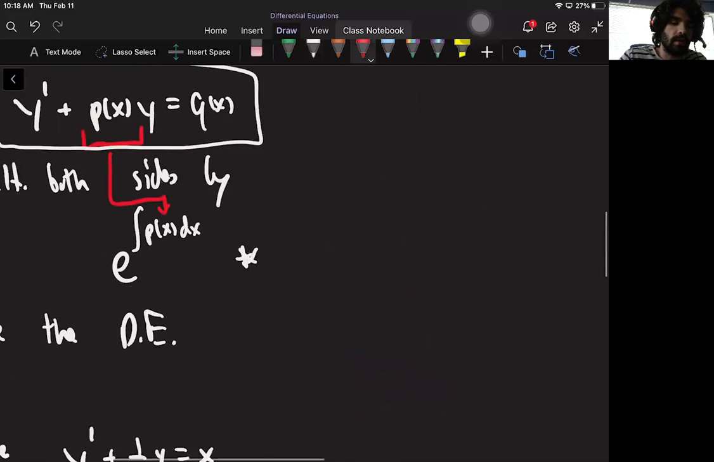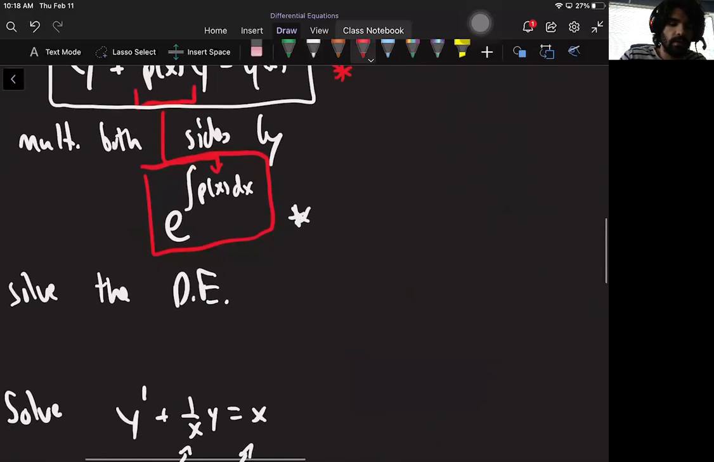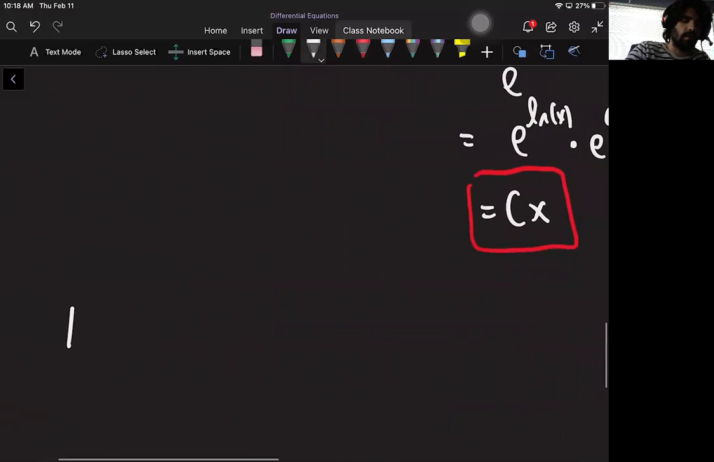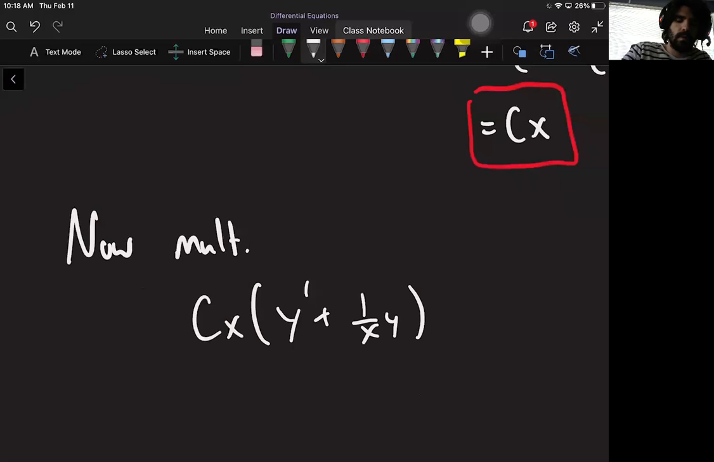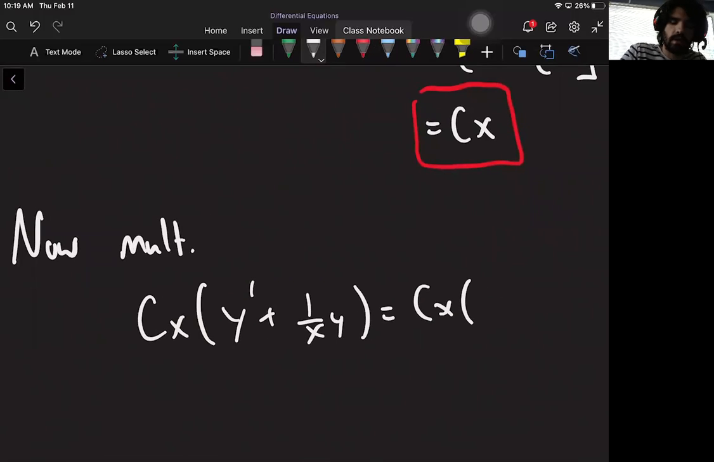So apparently, if I multiply that, because that's what this is in this situation, if I multiply it to the original linear equation, I will be able to solve it. So let's do that. Okay, so now multiply. So cx times y prime plus 1 over x y equals cx times, what was q of x? It was just x. Okay, so I've multiplied c times x to both sides.